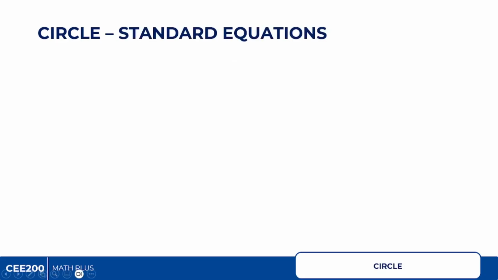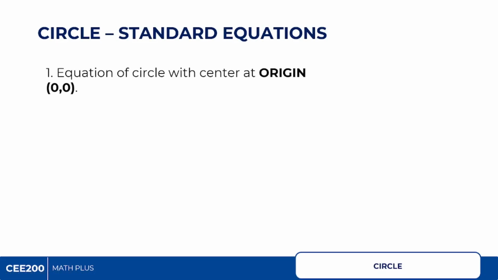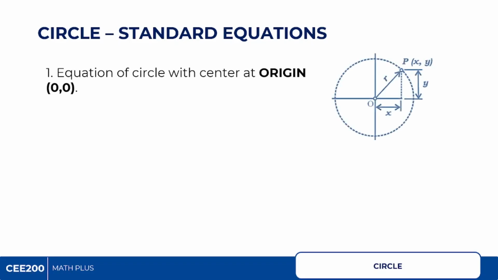Now, ito yung mga standard equations ng circle. Una, yung equation of a circle with center at the origin. Ano yung diagram nito? Ito yun. If this is our y and this is our x-axis, so this is our origin. Origin is 0, 0. So, ito yung center natin. Ito yung circle, and yung center natin is nasa 0, 0. So, yung equation niya would be this one.